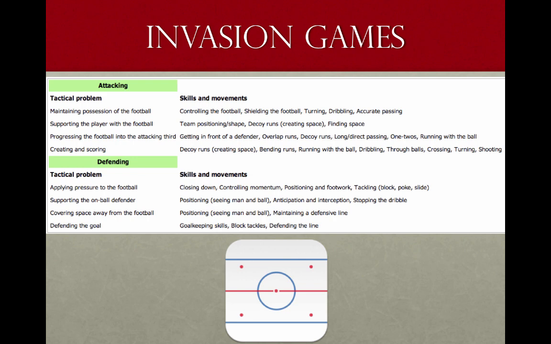Offensive players' job is to move the ball and position themselves so they can receive passes from teammates and threaten the goal. Defensive components of the invasion game are similar in that players must mark opponents and put pressure on the ball carrier.